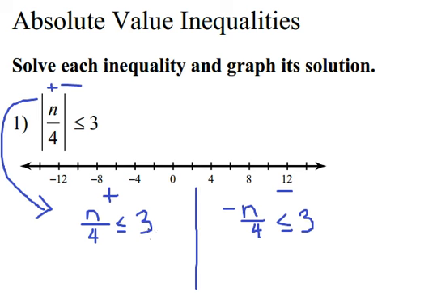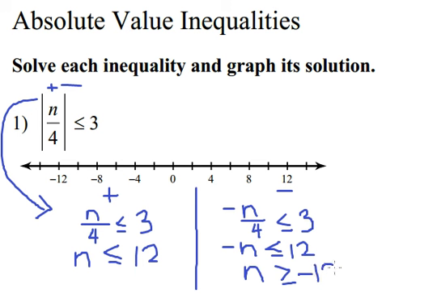Now, all you have to do is simplify both forms so that you have your n by itself. So n is less than or equal to 12 because all I did was multiply by 4. And then you have negative n is less than or equal to 12. Then what you have to do is get this to be positive n so that you can plot it. So you divide by negative 1 or multiply by negative 1, and then you get n is greater than or equal to negative 12. You have to be sure to flip your sign because what you're doing is changing the sign of both sides.